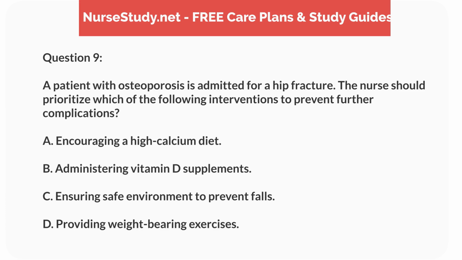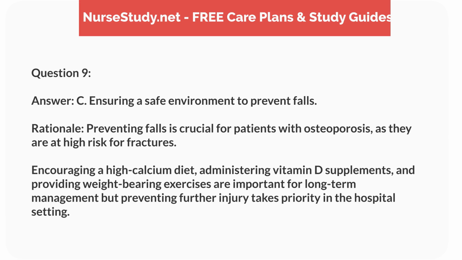Question 9. A patient with osteoporosis is admitted for a hip fracture. The nurse should prioritize which of the following interventions to prevent further complications? A. Encouraging a high calcium diet. B. Administering vitamin D supplements. C. Ensuring safe environment to prevent falls. D. Providing weight-bearing exercises. Answer: C.